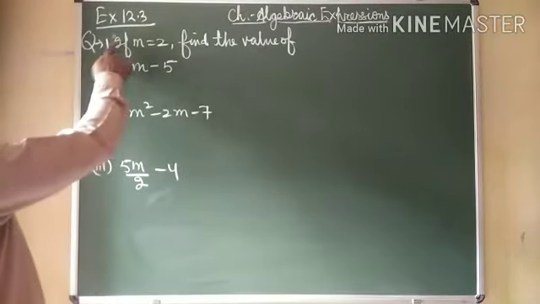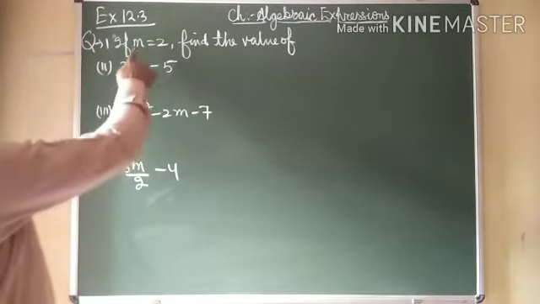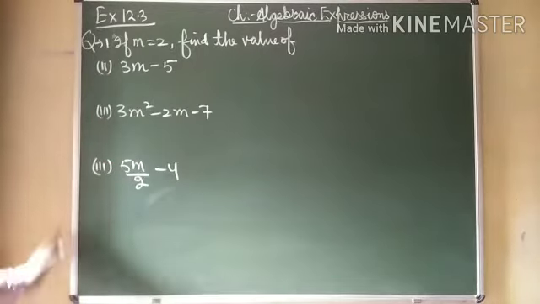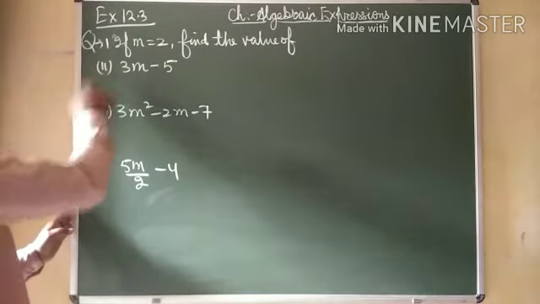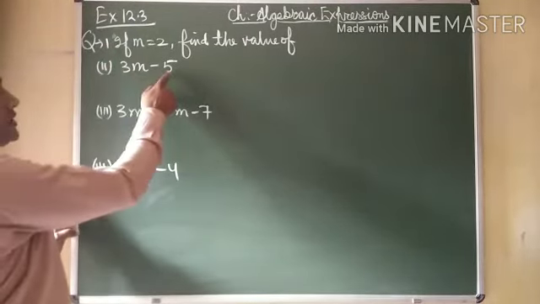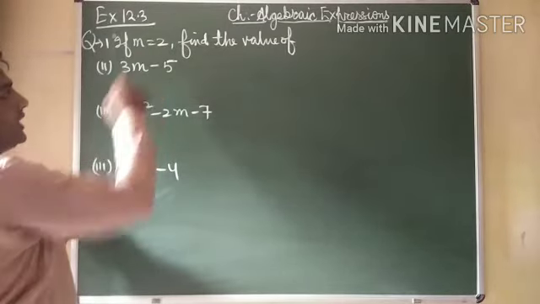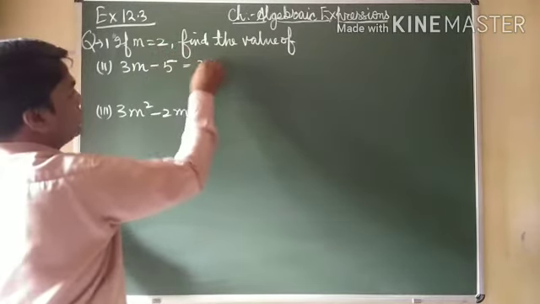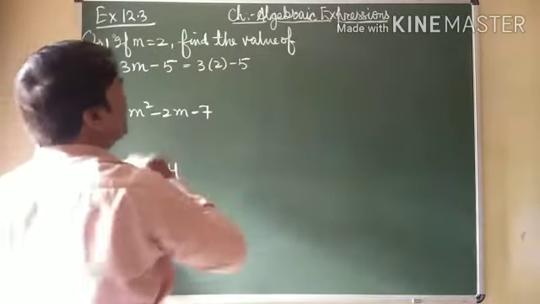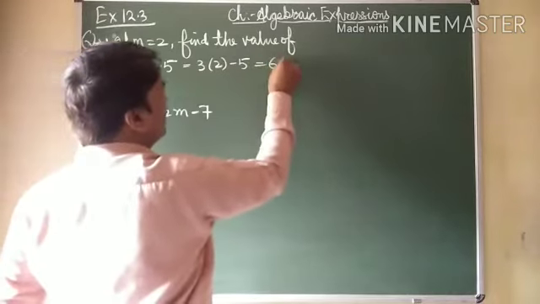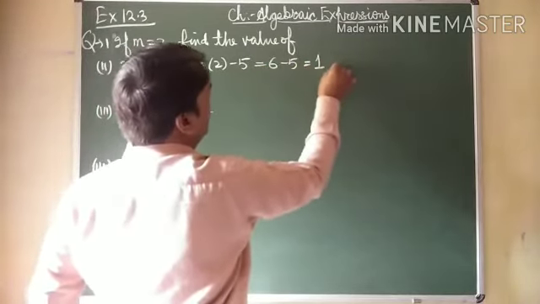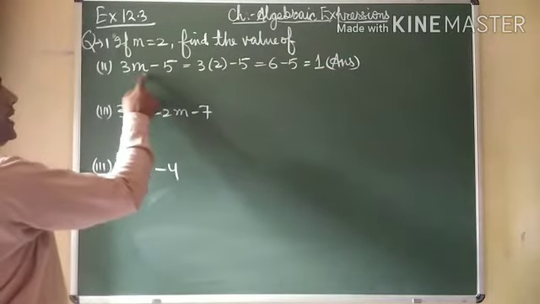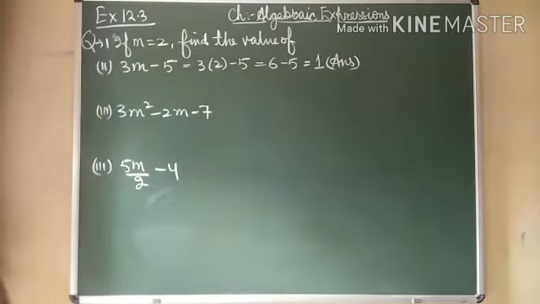Next is question number 1, exercise 12.3. If m is equal to 2, find the value of the following algebraic expressions. So first we have question number 1, second part, 3m minus 5, find its value at m is equal to 2. So putting the value of m is equal to 2 here, we get 3 into 2 minus 5. So 3 into 2 is equal to 6. So it becomes 6 minus 5 which is equal to 1. So 1 is the required value of the algebraic expression 3m minus 5 at m is equal to 2.